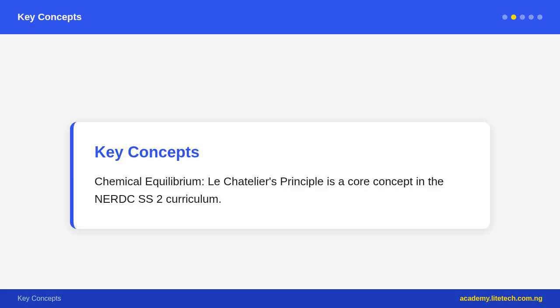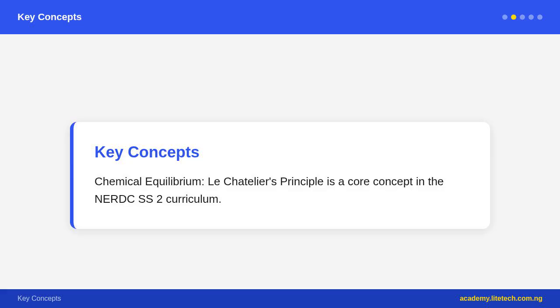Removing product shifts equilibrium to the right; the system produces more product to replace what was removed. Example: N2(g) + 3H2(g) ⇌ 2NH3(g). Adding more N2 shifts equilibrium right, and more NH3 is produced.